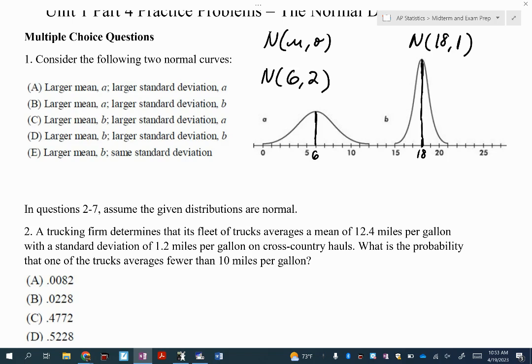All right, so let's answer the question. Which one has the larger mean? B, so larger mean A, no. And which one has the larger standard deviation? A. So is it C? Yes. So the key reminder for that one was, do you remember about the 3 standard deviations above and below? That's what we care about for the normal model.